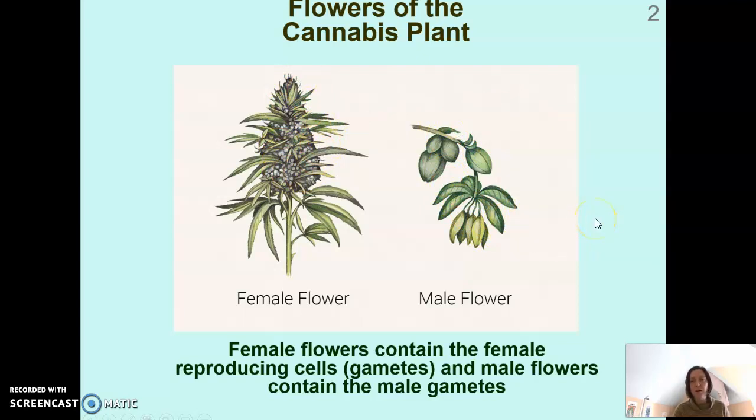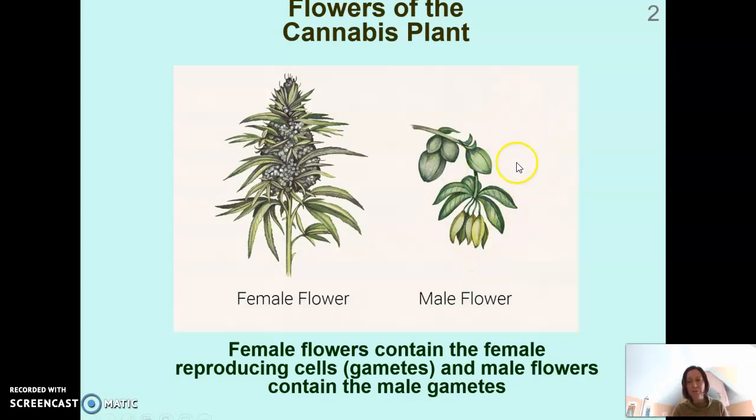Now, if you are not interested in genetics or breeding your cannabis plants, you will probably not see the male flowers. It is the female flowers that contain the cannabinoids that we're interested in for medicine and for adult use. And the male flowers contain pollen and not much cannabinoids. So the whole male plant will be a lot less potent than a female plant.